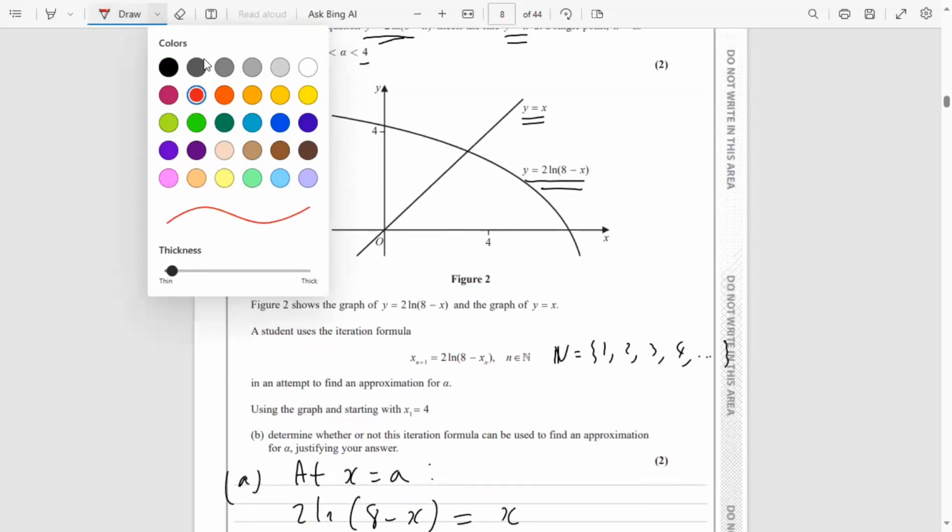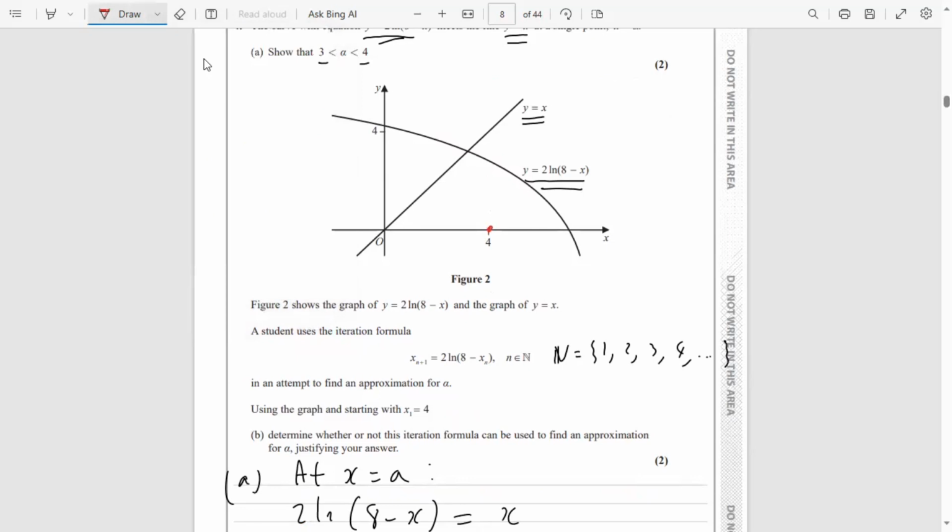What you do with a cobweb or staircase diagram depends what it looks like, so we'll have a go and see. You start at x equals 4, and you go up to your iterative curve. When I say iterative curve, I mean y equals this expression there. So you go up to your curved line, not your straight y equals x line, and then you do a horizontal line over to your y equals x line.